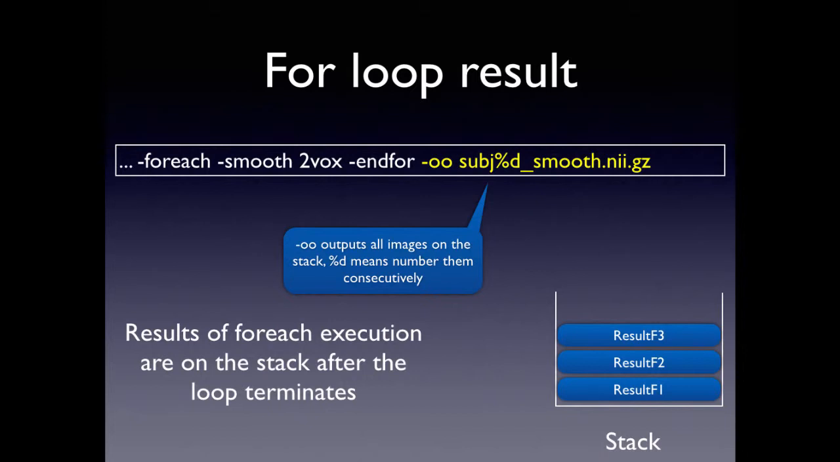And then if we want to output them all in one batch, we can use this -oo command. And this will write them out according to this file name specification. And the %d here means just number them one after the other.